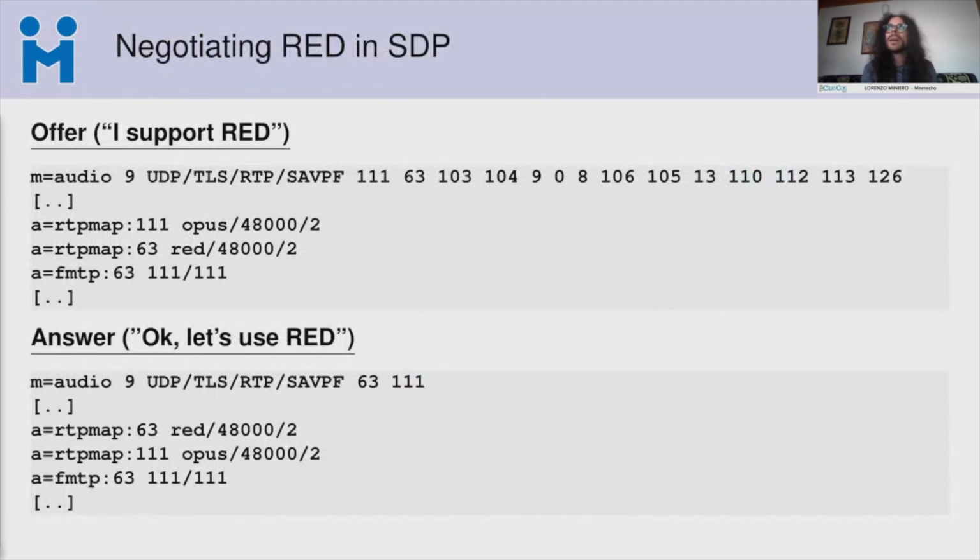Basically, that's how you negotiate it. And so, for instance, if somebody offers RED, they may not put it as the first payload type. If the other party accepts it, they may put it as the first payload type instead, which means, okay, let's use RED to exchange audio packets and let's do something with it.